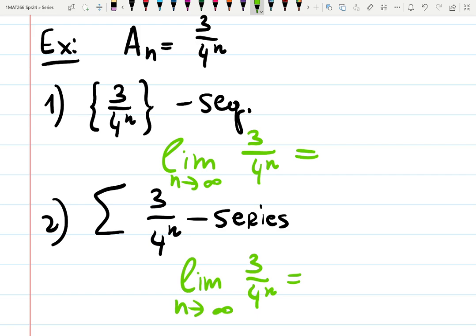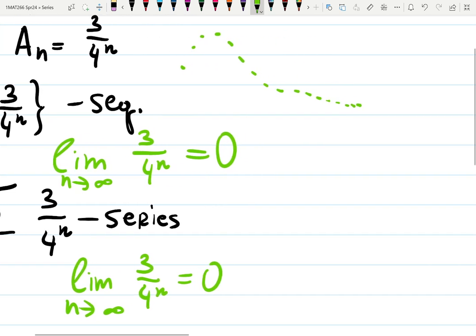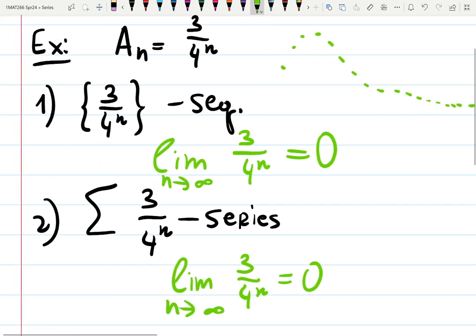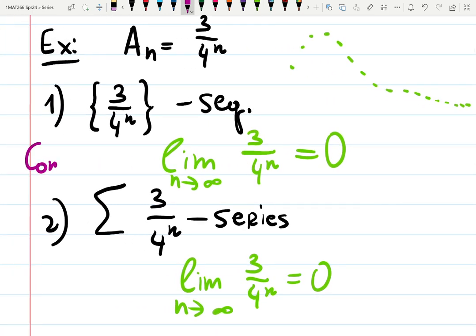It's like a way to memorize it. Dividing by huge numbers gives you small numbers. For the sequence, that's the answer. Boom, done. So don't overthink. For the sequence, we wanted to see what's happening with the data point. And the data point shrinks to 0. So we say it converges to 0. Converges to 0. If the answer is 5, converges to 5. If the answer is infinity, diverges.